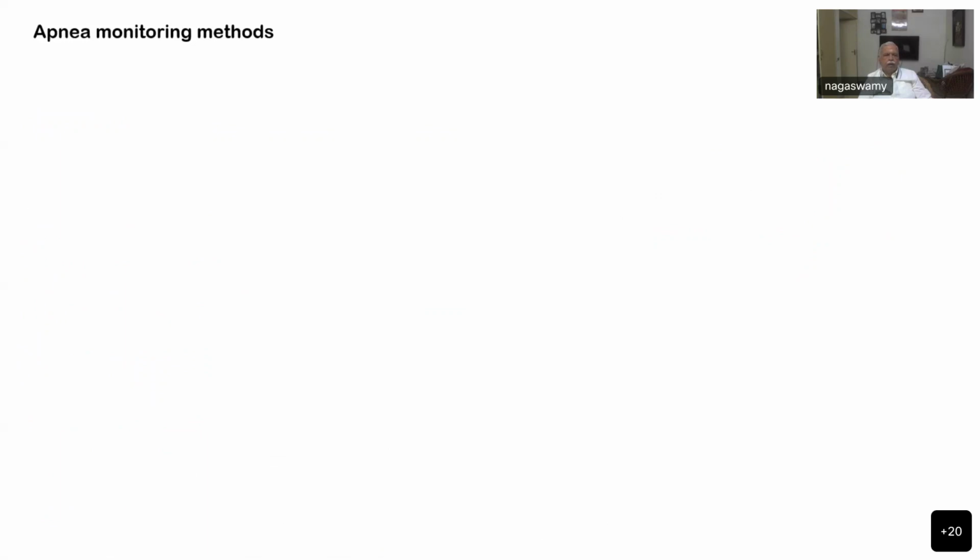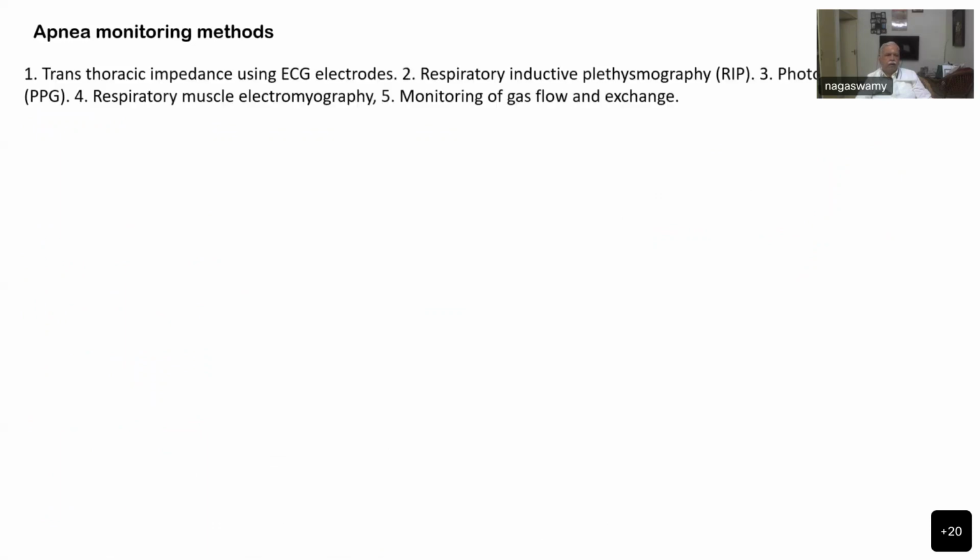Then apnea monitoring methods are also there, which are called transthoracic impedance using ECG electrodes. Nowadays, many of the monitors, when you put your ECG electrode, will measure the respiratory rate and tell you. And there will be a display according to the movement of the chest, whether you do mechanical ventilation or during spontaneous ventilation. So transthoracic impedance with ECG electrodes is a method used for apnea monitoring.